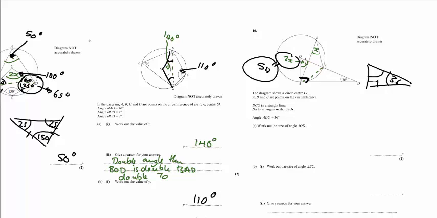So anyway, do you remember before we found that this angle here is double that angle. So that means this is half of that, which makes this 27. I'll work out AOD, which is this one, it's 54. ABC, which is this one, 27. Give reason for the answer, it's half.